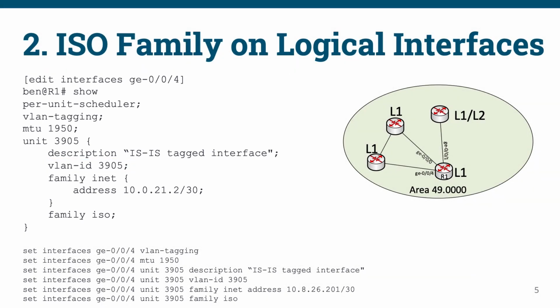As we mentioned earlier, we do not need to configure a NET address on the participating logical interfaces. Only the ISO protocol family must be present for the ISIS PDUs to be sent and received on the interface. Therefore, we simply have the family ISO configuration statement here under the logical interface, which is all that's needed. Next, we'll configure the ISIS protocol and set the participating interfaces.